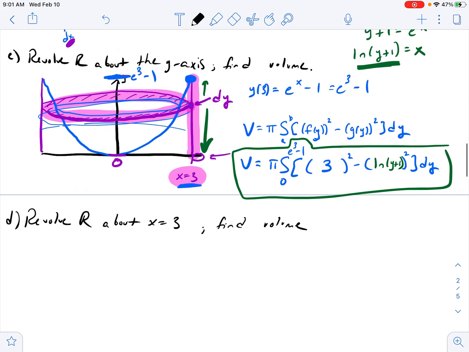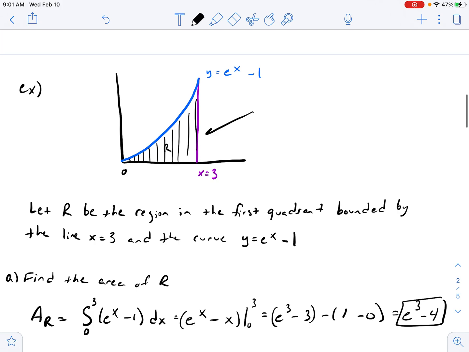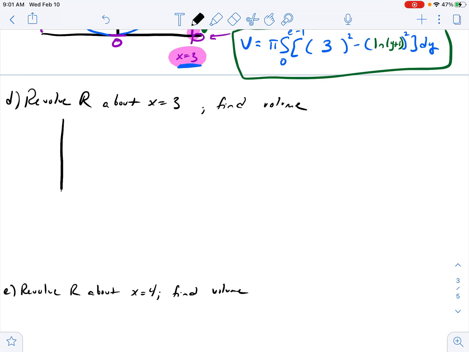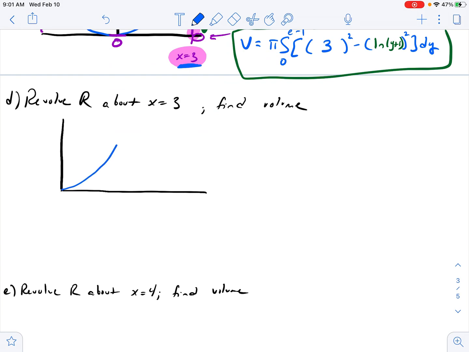Revolve R around the line x equals 3 and find the volume. So this time we're going to rotate around a vertical line that's not one of the axes. We're rotating around x equals 3. So let's see how this works. Here's kind of like the original region, but I'm going to go to the right a bit. So here's my e to the x minus 1. Here's x equals 3 right here, and this now is our axis of rotation. When I rotate, this vertical line isn't going anywhere, but now the mirror image of the blue takes me over here. And now if I draw, I'm going to have a set of solid disks this time.